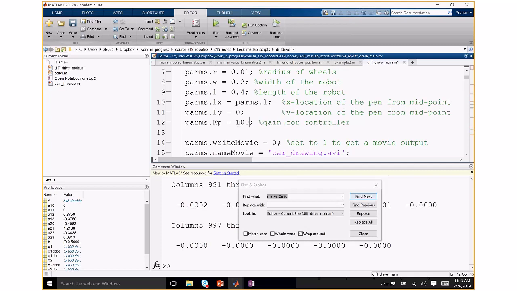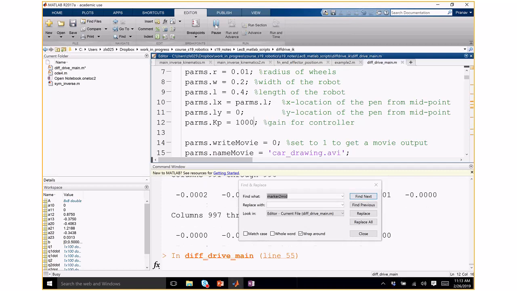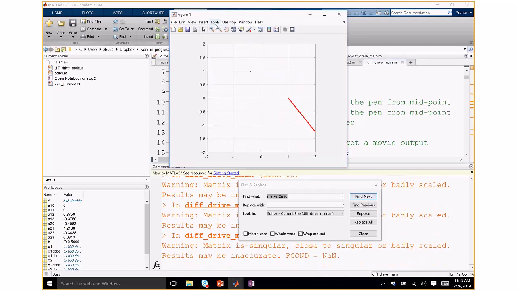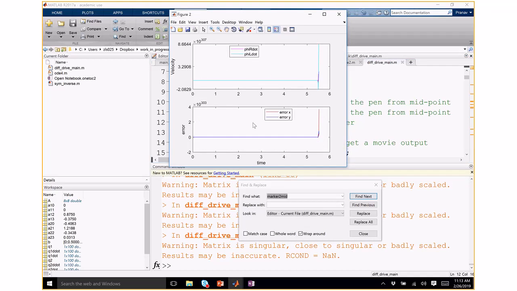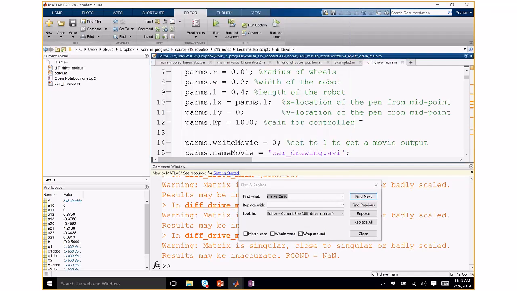The problem with putting in a big gain is that it runs into errors. It runs into a singularity. A singularity is when one of the matrices becomes 0, so when you invert it, it becomes infinity. So you cannot just increase it randomly.